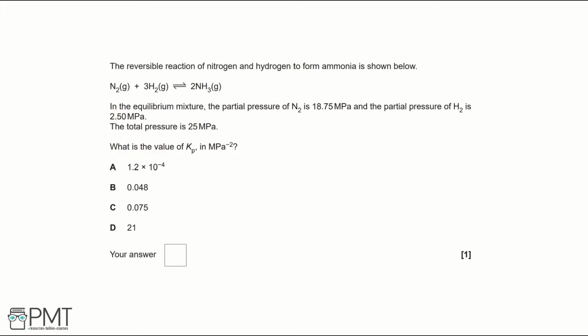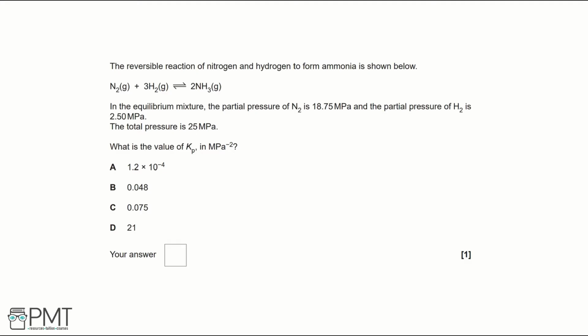The reversible reaction of nitrogen and hydrogen to form ammonia is shown below. In the equilibrium mixture, the partial pressure of N2 is 18.75 megapascals, and the partial pressure of H2 is 2.50 megapascals. The total pressure is 25 megapascals. What is the value of Kp in megapascals to the minus 2? A. 1.2 times 10 to the minus 4. B. 0.048. C. 0.075. Or D.